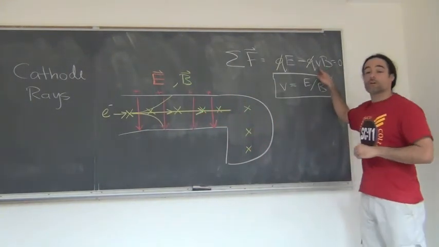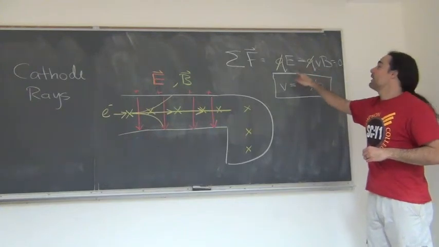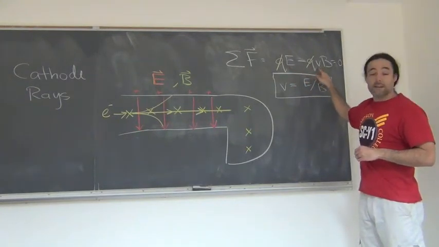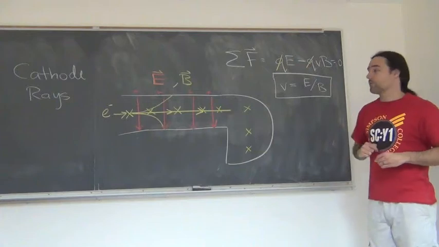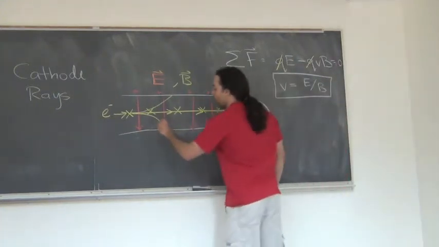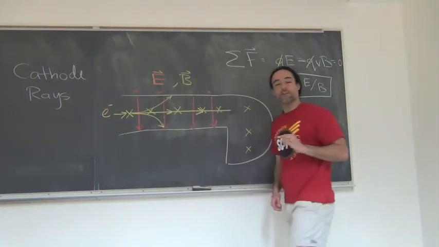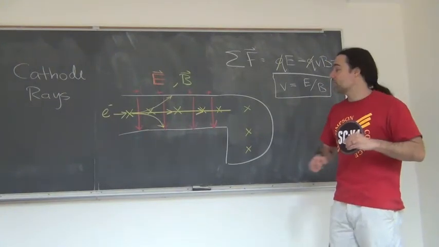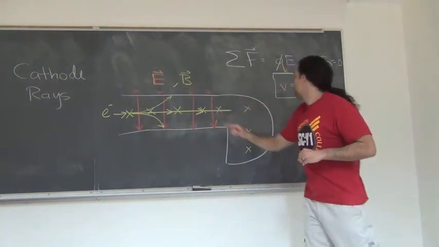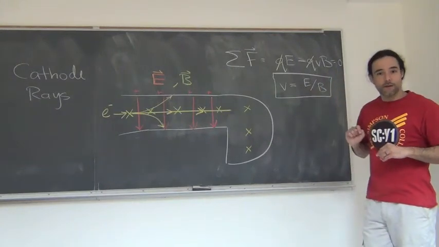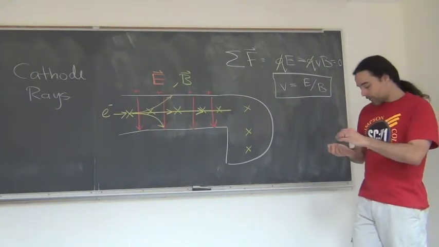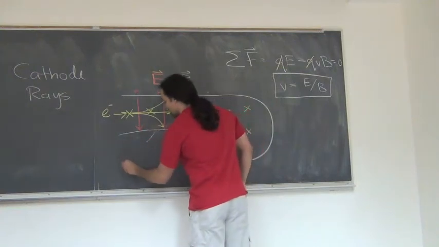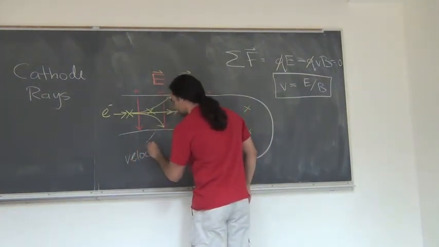If the velocity is faster, the magnetic force will be bigger. If the velocity is slower, the magnetic force will be smaller, so the electric force wins out. But only electrons that have just the right speed are going to pass through. So we can select what the velocity is. We know what the velocity is because we can choose it by picking the electric and magnetic fields. Okay? So this part is sometimes called a velocity selector.